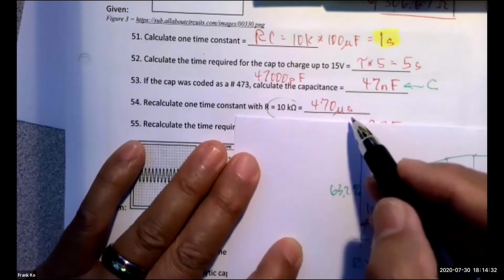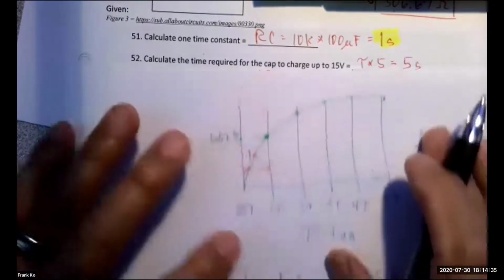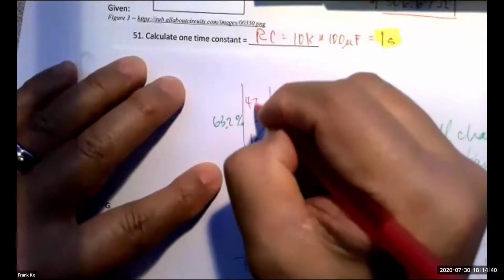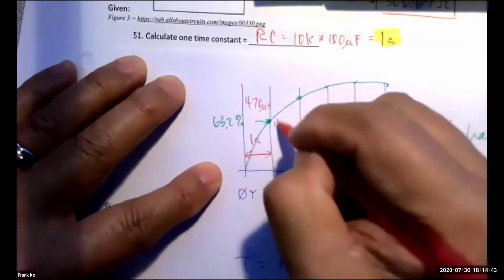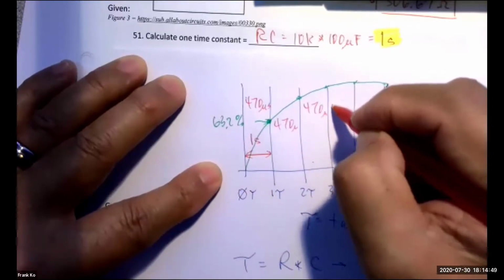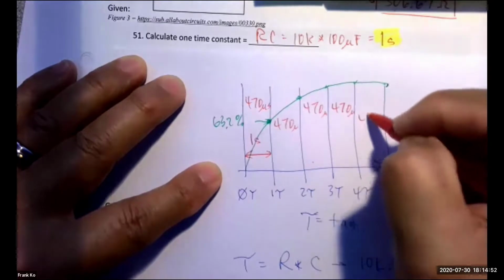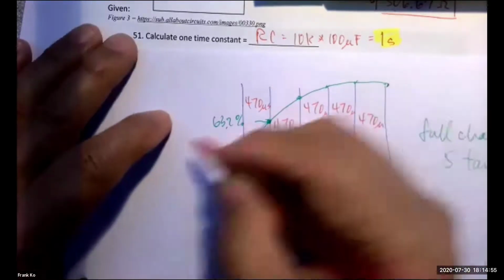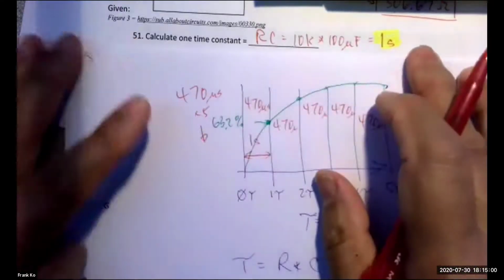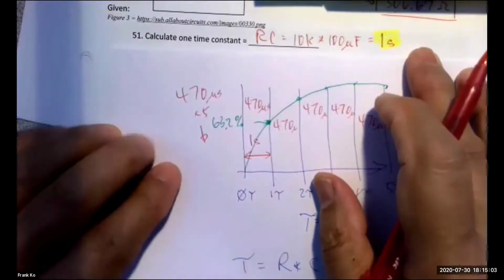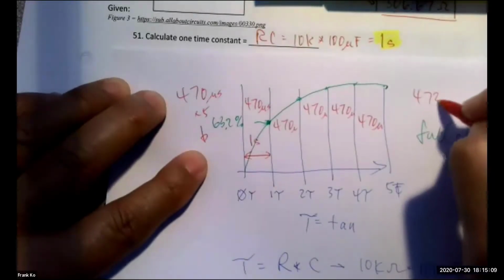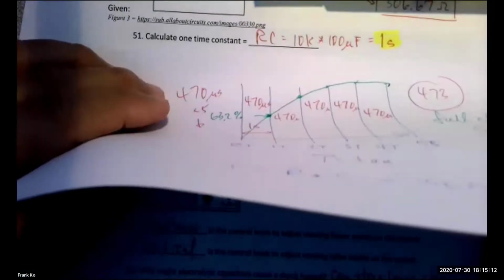Then, that's one-time constant. Now, in order to calculate full charge, you have to bring in 5-time constants. So instead of this being 1 second now, this is now 470 microseconds. This is another 470 micro. This is another 470 micro. So you could add up 5 of these, or you just simply do 470 microseconds and you multiply that by 5. And what is the answer that you get off of this, Harpreet? What's the time for full charge if we change the capacitor to a number 473 cap? I'm calculating.